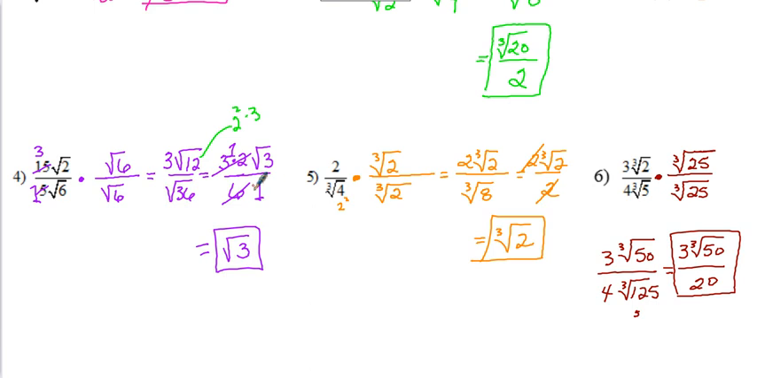Okay? So that's rationalizing the denominator. Again, no radicals in the denominator. That's our goal. Go ahead and try your independent practice.